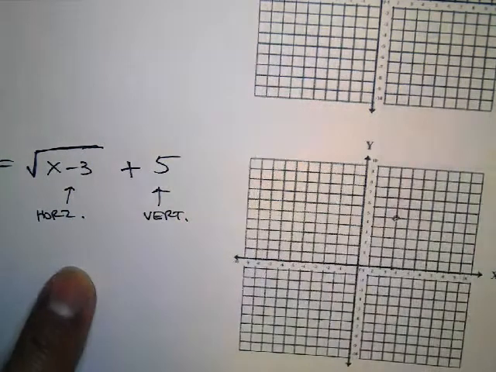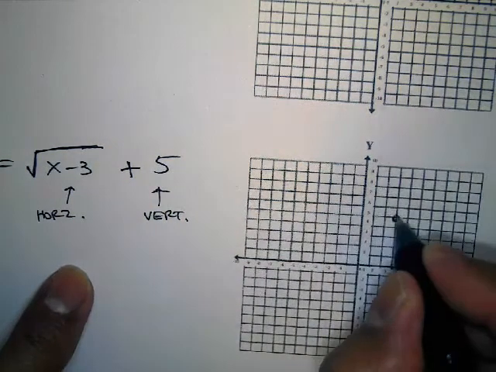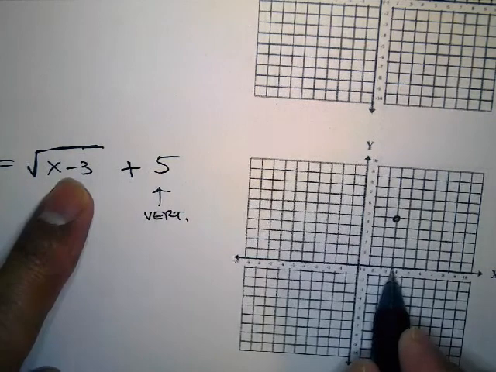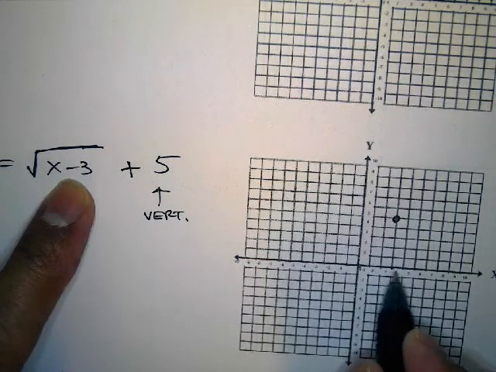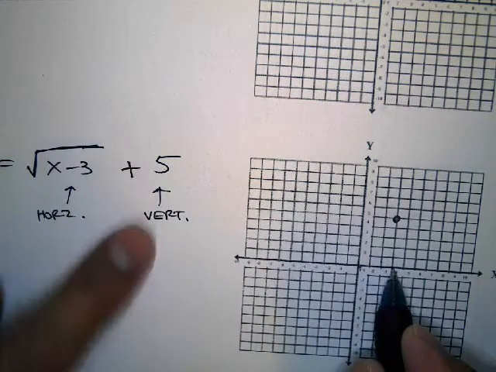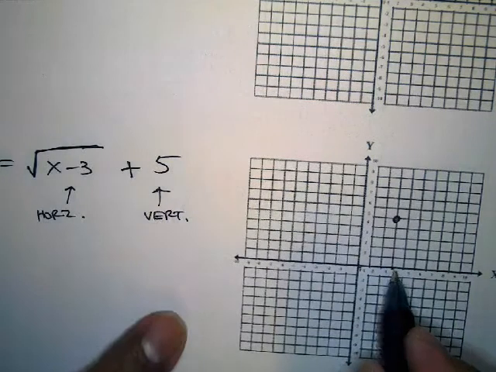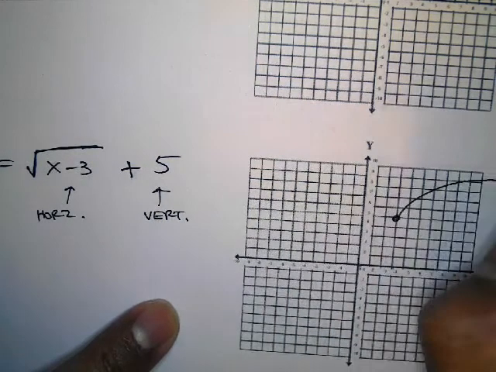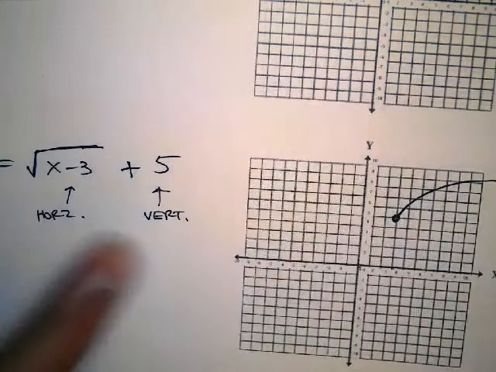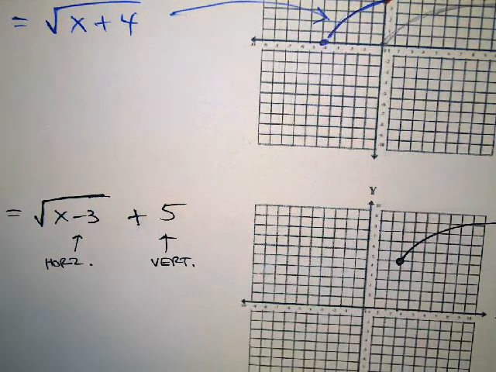And then what? 1, 2, 3, 4, 5. So that's where the vertex would be. All right, I went 3 this way because you do the opposite, right? You go to positive 3, and this one, if it says plus 5, is up 5. Okay, so then you graph it.